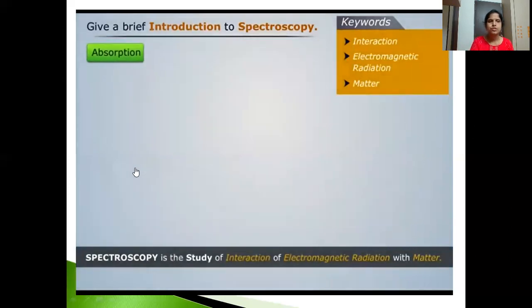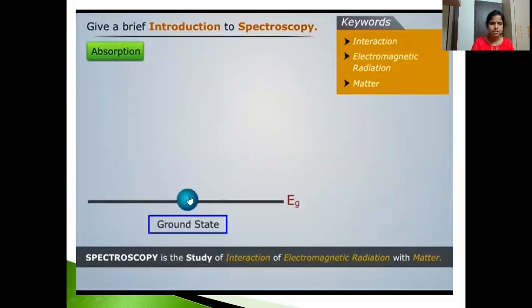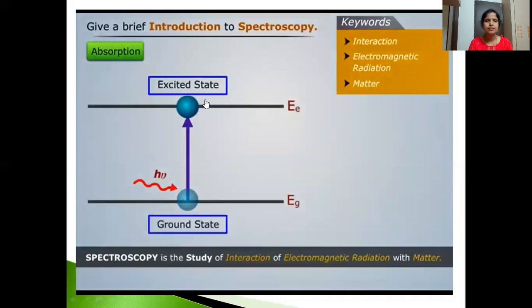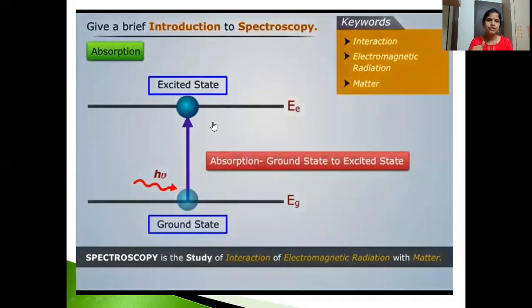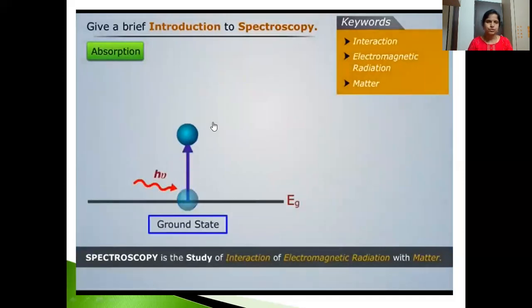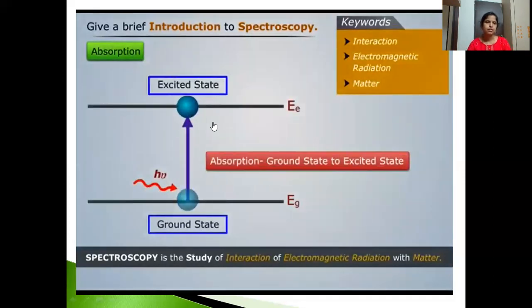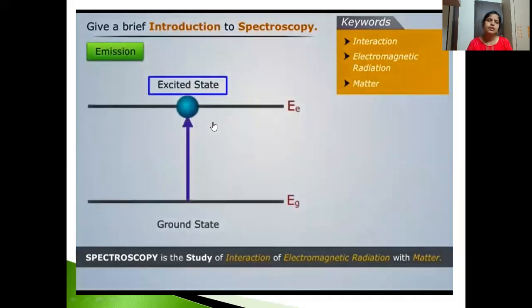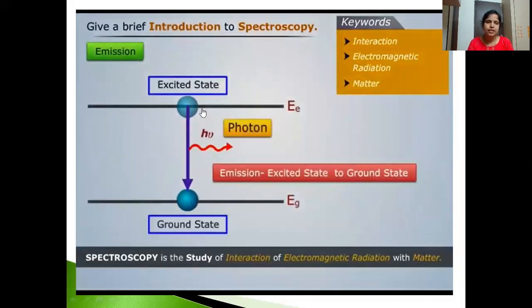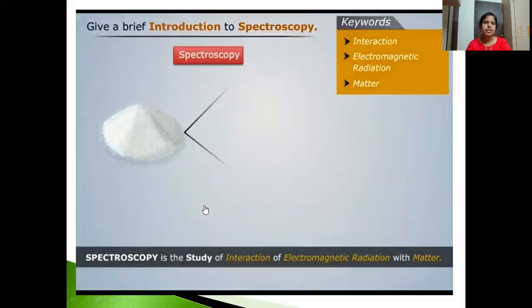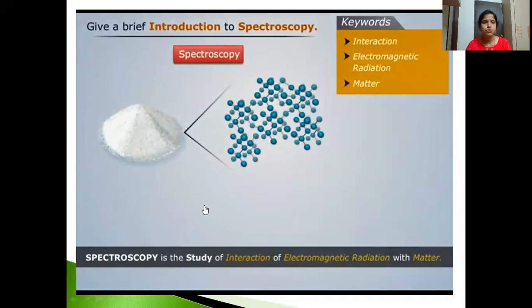Now what is absorption? As I said, this is the electron which is in the ground state. When it absorbs energy from the light, it is getting excited to the higher energy level. So that is nothing but absorption. Now what is emission? The excited electron is coming back to the ground state, where it is releasing some energy or light. That is nothing but emission spectroscopy. So spectroscopy is mainly used to find out the internal structure of matter or any molecule.